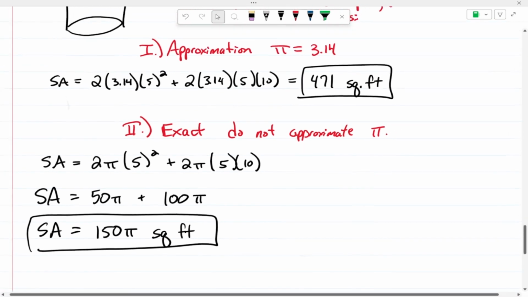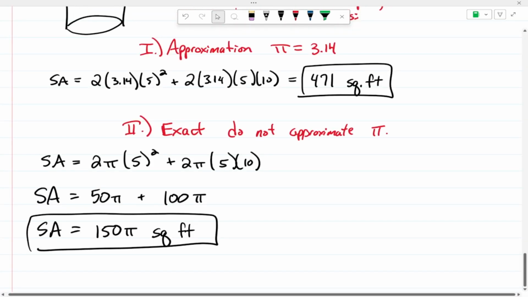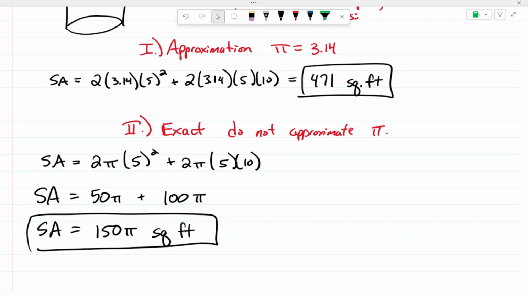All right. So, like I said, whenever we use pi, we get two answers. You got to read the directions to determine which one they want. Okay. If they want an approximate answer, use 3.14. If they want an exact answer, include pi. Do not multiply the pi. Just carry it along for the ride.